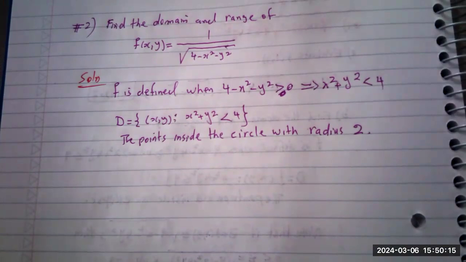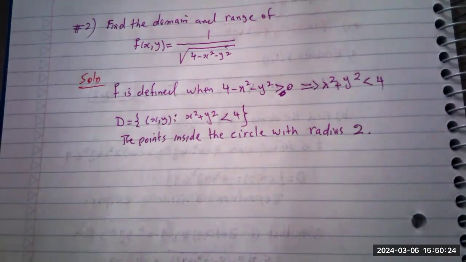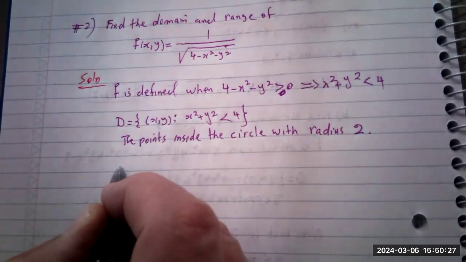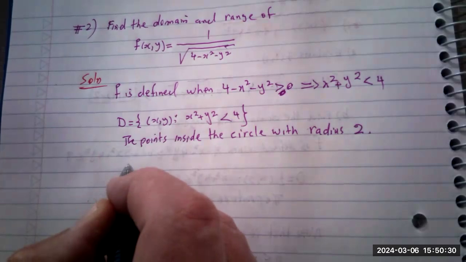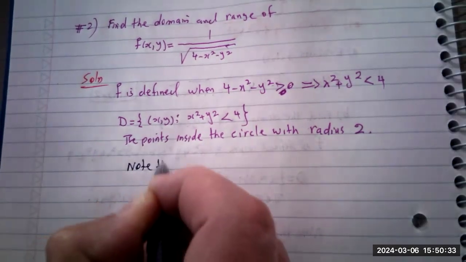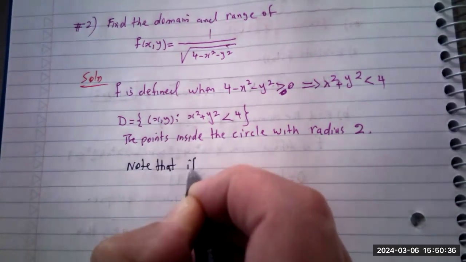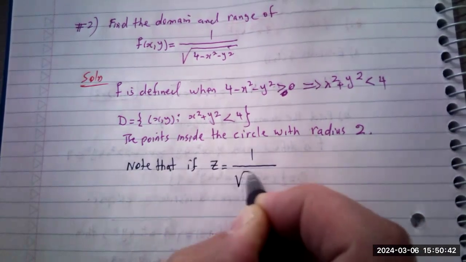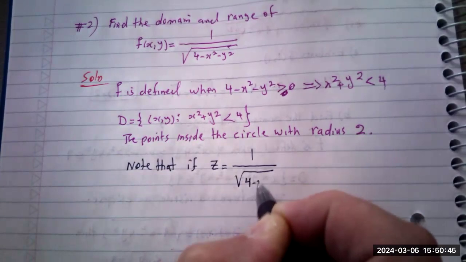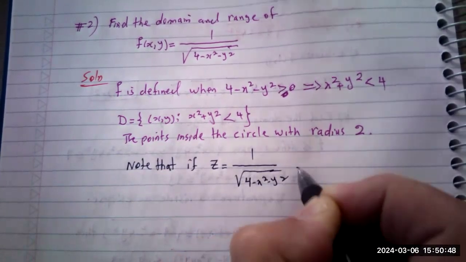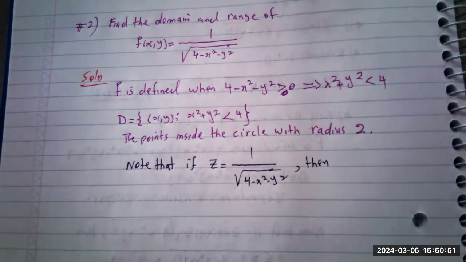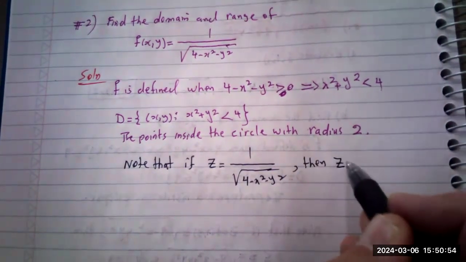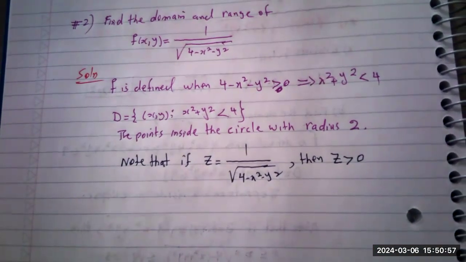Range. The output is a real valued function, so the range is going to be a collection of numbers. Let's see if we can put some restriction on it. For the range, we are going to note that if you call it z, z is equal to 1 over the square root of 4 minus x squared minus y squared, then quickly you will find out that z is positive, it's never 0. So we are going to have a positive number.